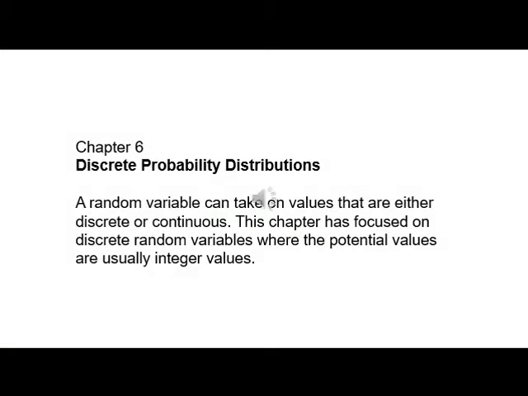Chapter 6. Discrete probability distributions. A random variable can take on values that are either discrete or continuous. This chapter has focused on discrete random variables where the potential values are usually integer values.